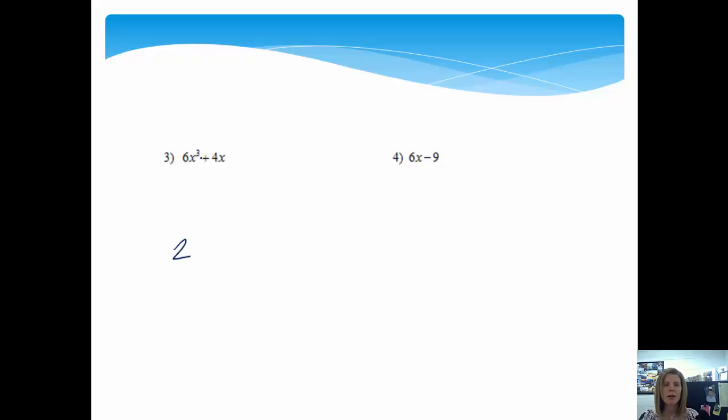Okay, I notice that they both have an x. This is an x to the third and an x to the 1. So the smaller of the two is x to the 1. And then I start my parentheses. I write that underneath each part. Okay, now I'm ready to divide.